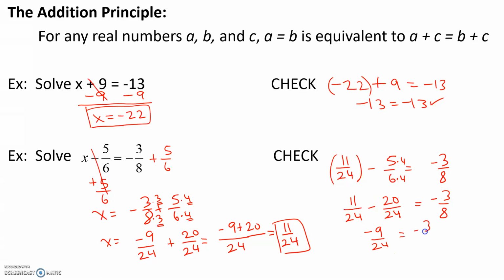You want to check, does that equal negative 3 over 8? Well, if you reduce negative 9 over 24 by dividing each numerator and denominator by 3, we would get negative 3 over 8 equals negative 3 over 8, which means that 11 over 24 is in fact a solution.